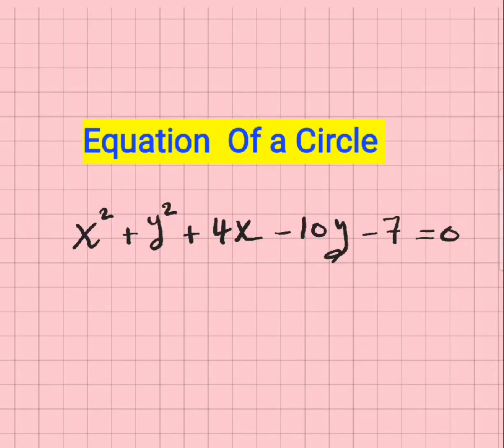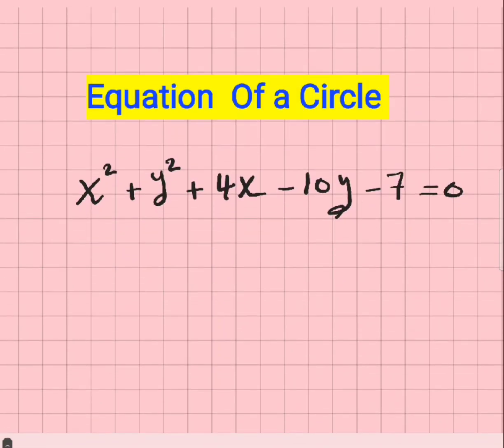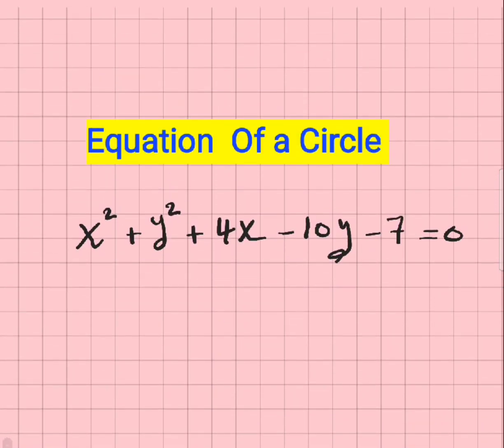So, ladies and gentlemen, in this case we have x squared plus y squared plus 4x minus 10y minus 7 equals 0. What they're asking us to do is find the center and the radius of the circle and then sketch the graph. All right?